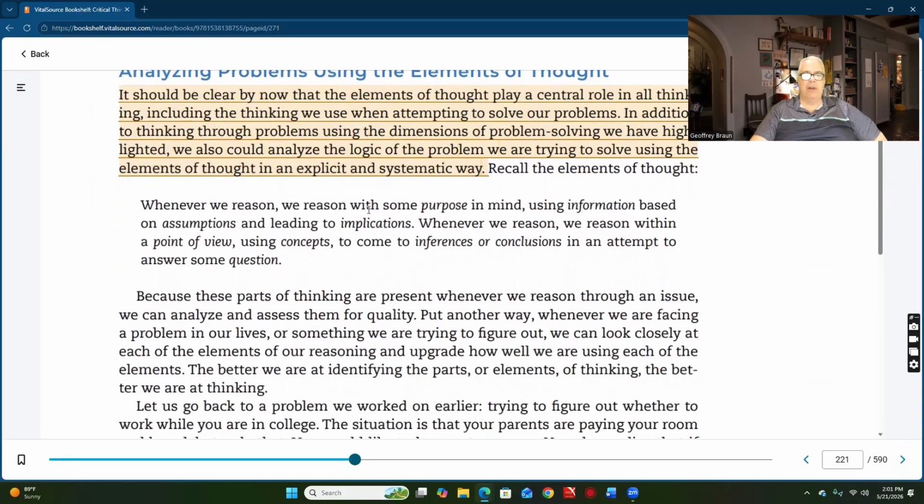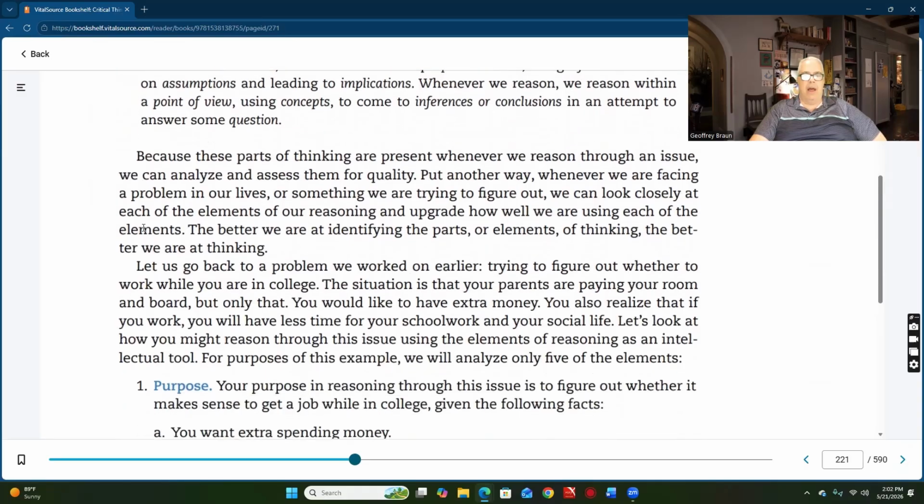What are the elements of thought? Here they are. They're highlighted, right? Or italicized, right? Because these parts of thinking are present whenever we reason through an issue, we can analyze and assess them for quality. Right? Key points.